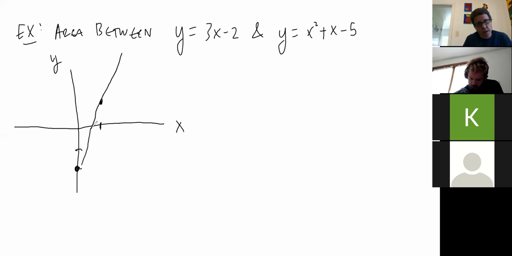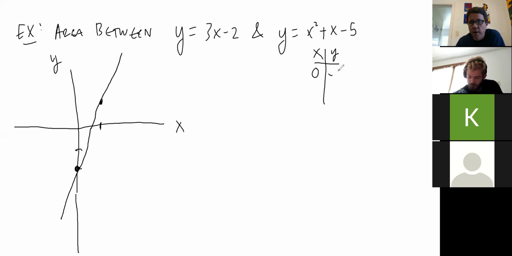I'm challenged here. Oh, that's terrible, but that's what it is. Sorry. Okay, so there's that. That's the line. The other one is actually a parabola, so we'll probably need to plot a few points on that one. If x is 0, then y is minus 5. If I plug in 1, I'll get 1 plus 1 minus 5, so that's -3.